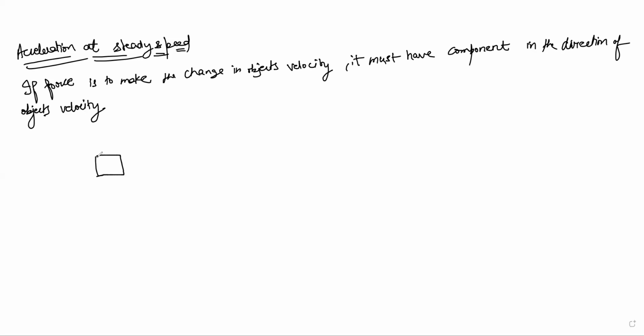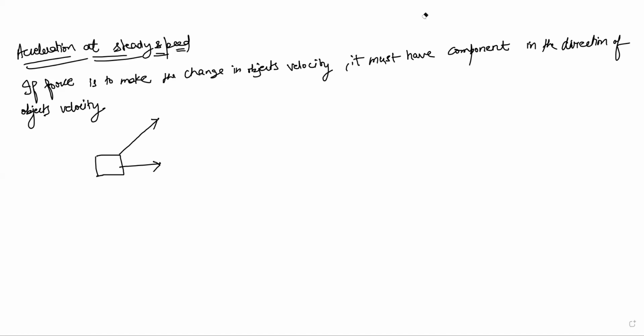Example, let's say this is an object. It is moving on the ground in this direction, right? Horizontally, it is moving. If you apply any force like this in this direction or maybe vertically upward, do you think it will change the object speed? No, sir. Why? Because it is acting at right angle to this. But if you apply force in this direction, do you think now it will affect the object's velocity? Yes, sir. It will affect the object's velocity.